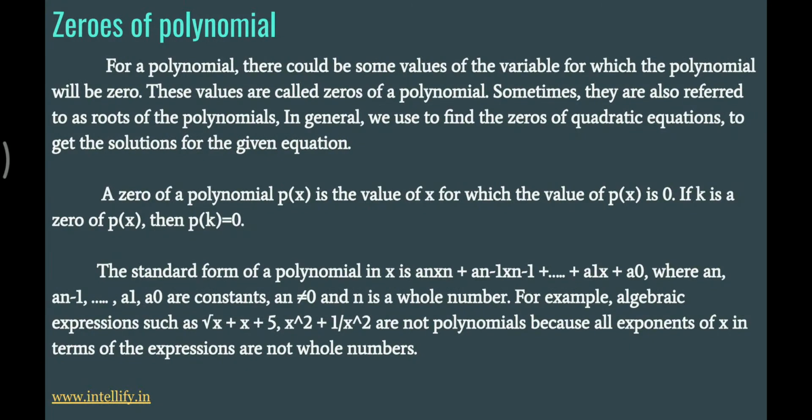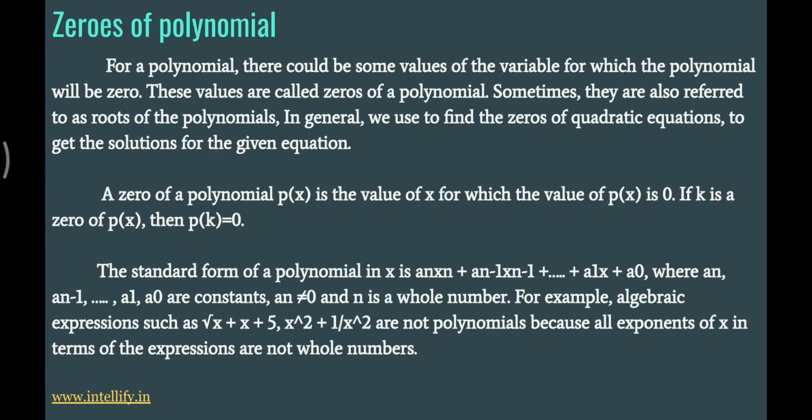A zero of a polynomial p of x is a value of x for which the value of p of x is 0. If k is a zero of the polynomial p of x, then p of k will also be 0. The standard form of a polynomial is a_n x to the power n plus a_(n-1) x to the power n minus 1, and so on, plus a_1 x plus a_0, where a_n, a_(n-1), and so on up to a_0 are constants, and n is a whole number.